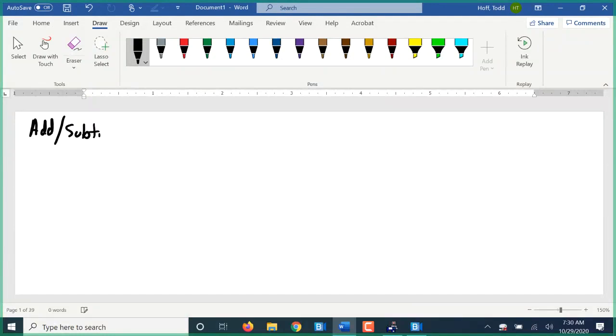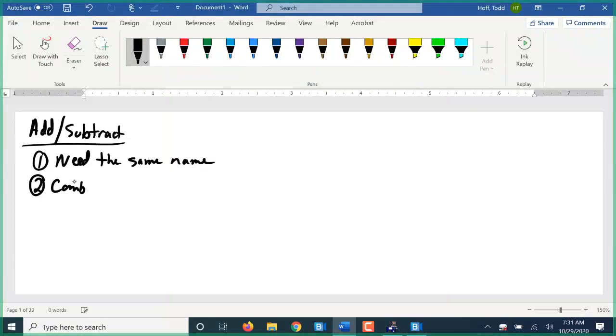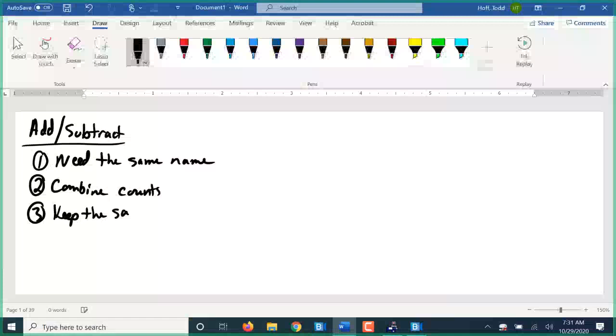Remember when we add and subtract, we need the same name. And of course we combine counts, and we keep the same name. Well, with whole numbers, that name was the place value. We lined up the columns and we added and subtracted down the columns.